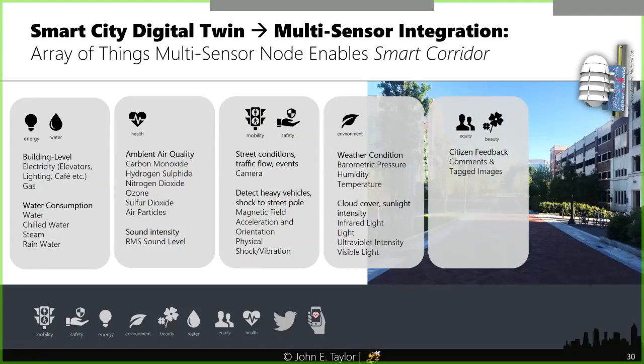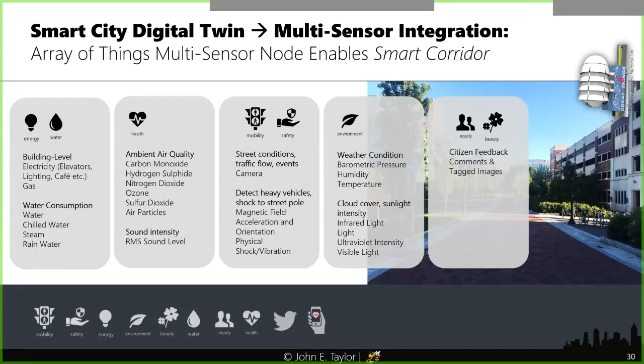The Array of Things sensors that we've deployed measure things like ambient air quality, and the various aspects of that are described there. Sound intensity, what's happening on the street, how many people are going by, how many bikes are going by, how many cars are going by. Is it a car or truck? It would detect bigger vehicles. What are the weather conditions, cloud cover, and so on. That is the Array of Things node.